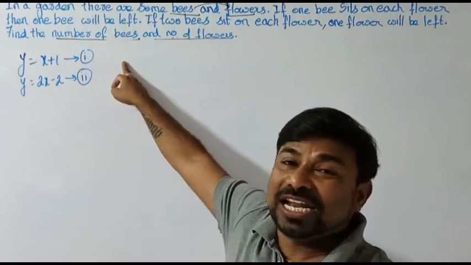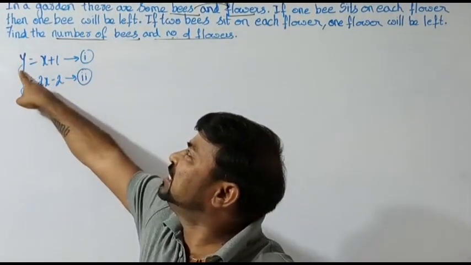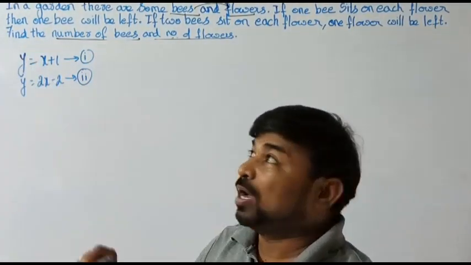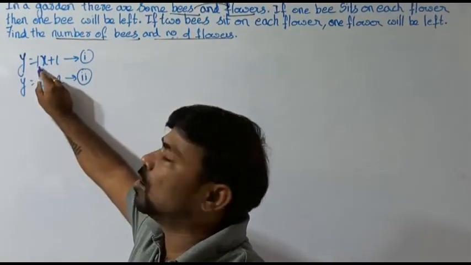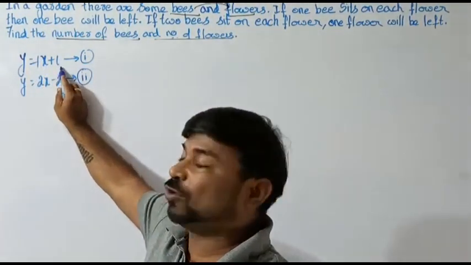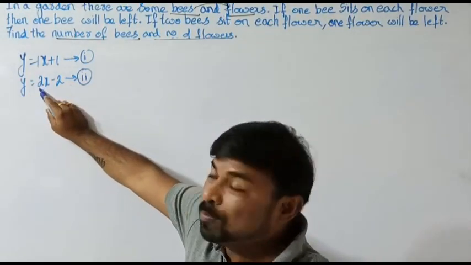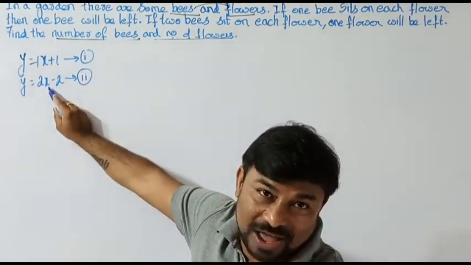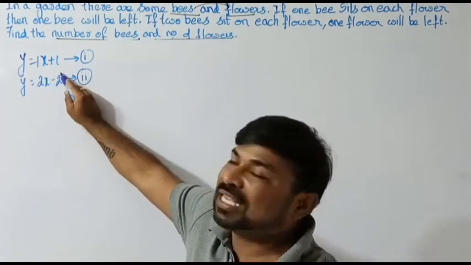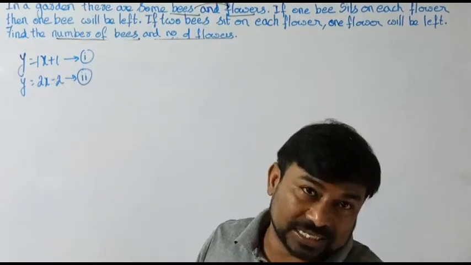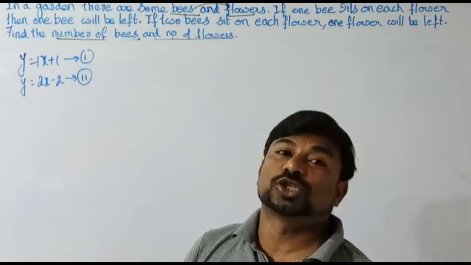With the direct relation, we got, see here, number of bees is equal to 1 bee sitting on 1 flower plus the leftover flower. And the second relation, number of bees is equal to 2 bees sitting on each flower, and this is the space left over for 2 bees sitting. That is, 1 flower is left over. So let's solve that one.